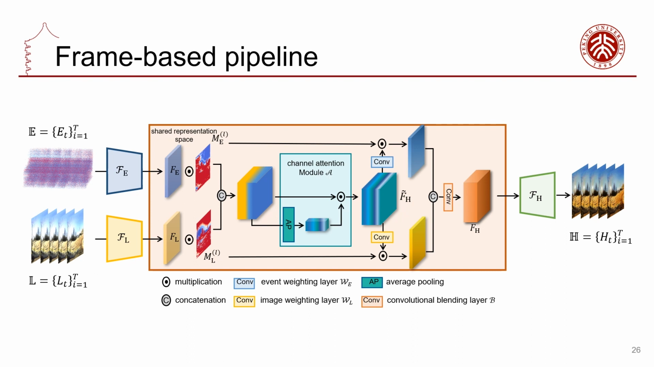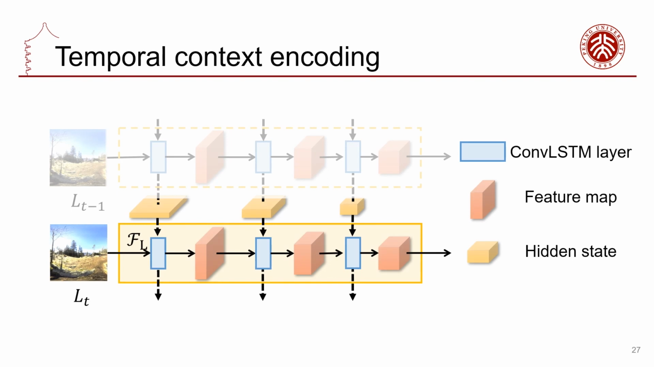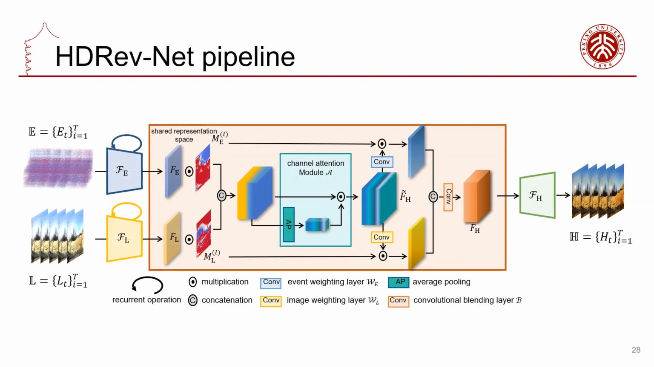However, due to inconsistent textures among consecutive event stacks and varying exposure of consecutive frames, it's obviously going to be flickering. In order to alleviate the flickering artifacts, we introduce the temporal context encoding to utilize the temporal redundant information to suppress the flickering effects and reduce noise in both input modalities. Then we obtain the complete pipeline of the proposed HDR EveNet.